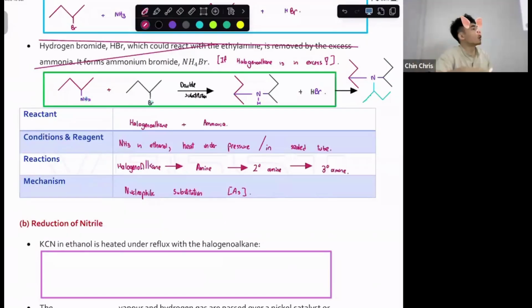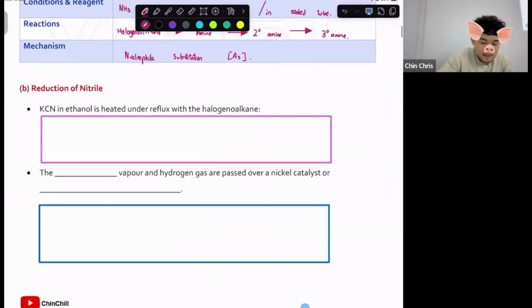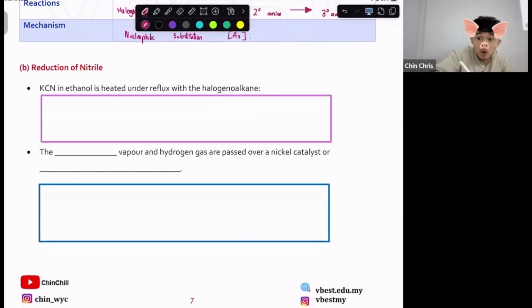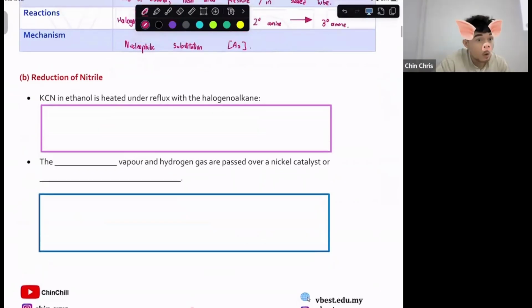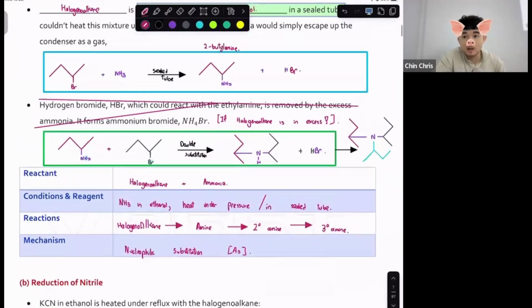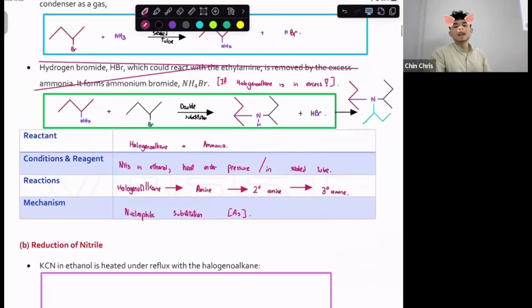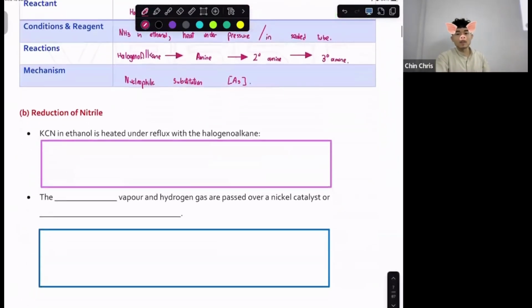Okay, next we have reduction of nitrile. KCN in ethanol is heated under reflux with a halogenoalkane. Hey teacher, when will you teach ionic equilibria? When I'm done with this. Ionic equilibria is the last chapter. Organic is not long, but needs a lot of understanding and memorizing. A2 organic is relatively shorter. Don't worry about the pH part, I'll make it very easy. But ionic equilibria is considered one of the toughest chapters.